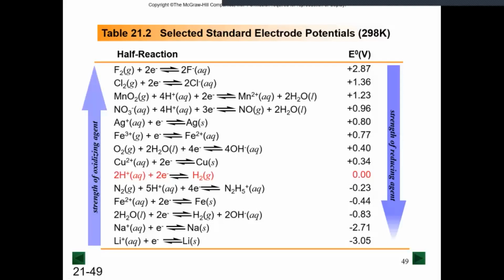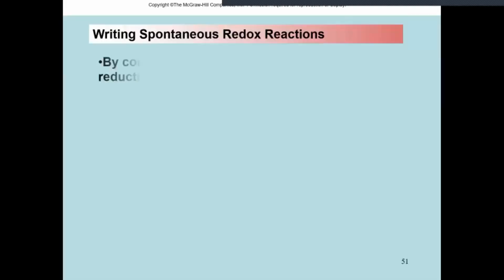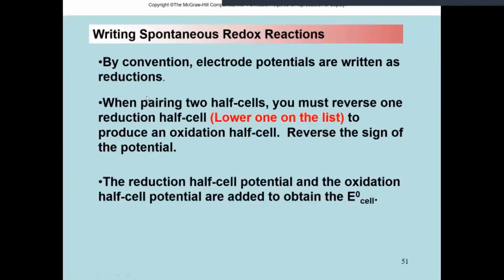Let me go to 51. Okay. So by convention, electrode potentials are written as reductions. When pairing 2 half cells, you must reverse one reduction half cell, the lower one on the list, and then add them.